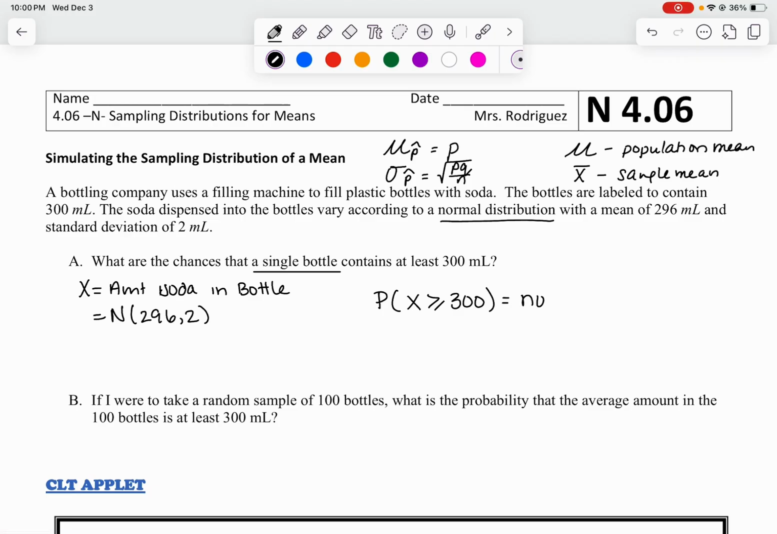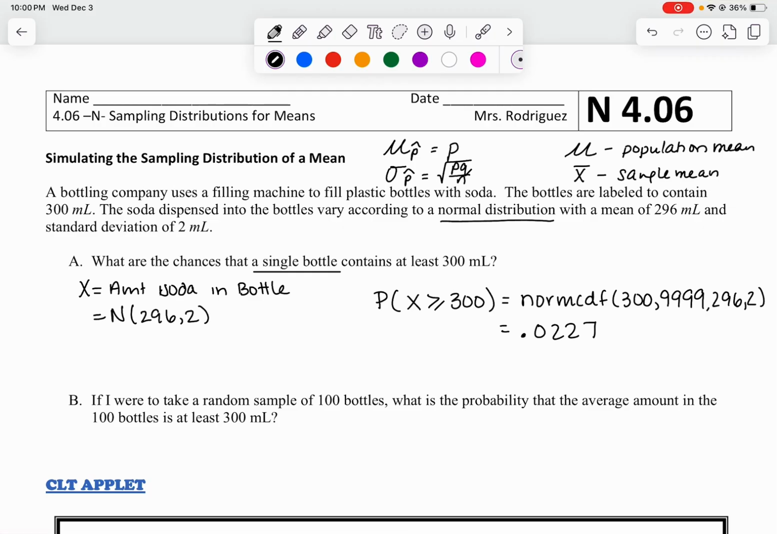Okay, this we can do with our norm CDF, and we know our lower bound is 300. Our upper bound is a very large number. Your mean is 296 and your standard deviation is 2, and we can put that into the distribution function in our calculator. So I'm just going to get that for us. Second distribution, norm CDF, 300, very large number, 296 and 2. This probability is 0.0227, or roughly that amount.